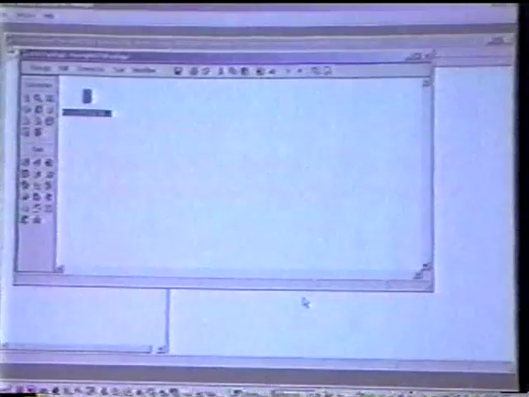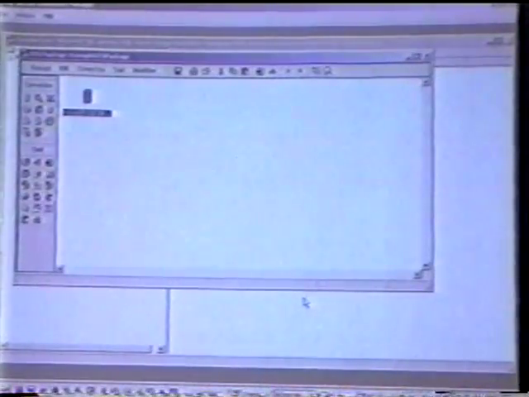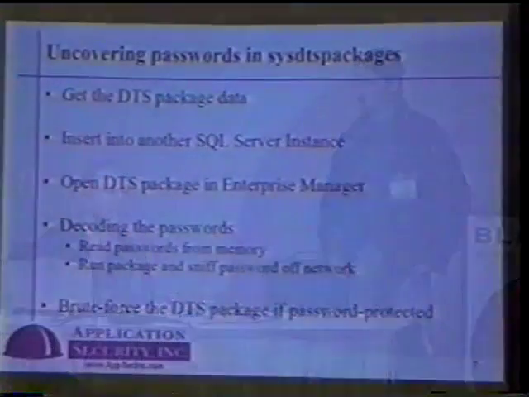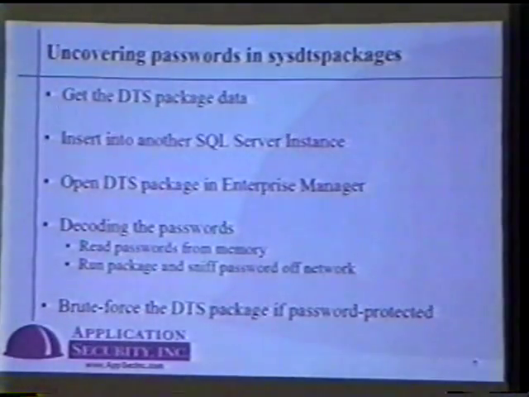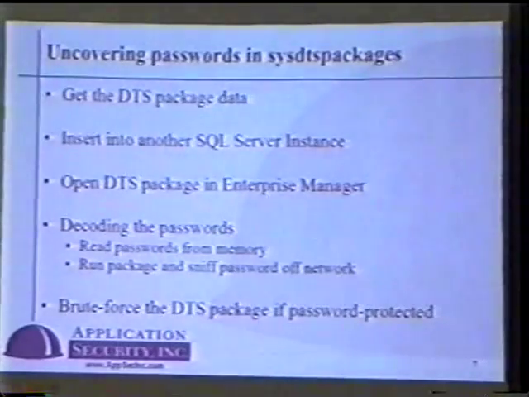So that's how you would get the password decrypted without having to understand the entire algorithm for how it's encoded. Once you get that DTS package, if you have access to that database, you could simply use Enterprise Manager. If you don't, and you're using SQL injection and pulling that package data back, you just insert it into your own SQL instance. You'd open the DTS package through Enterprise Manager, just like I showed, and then you would be able to read that out of memory.